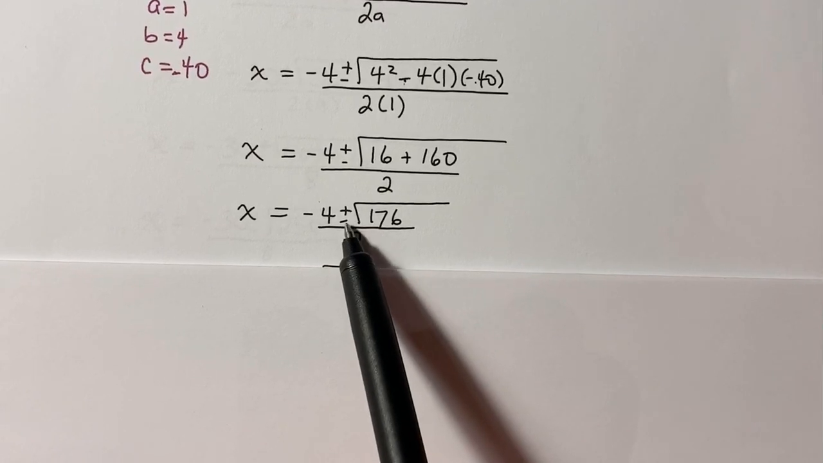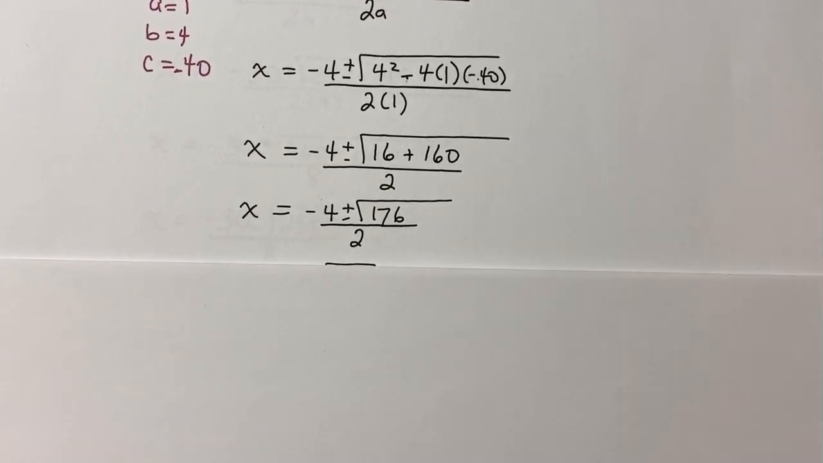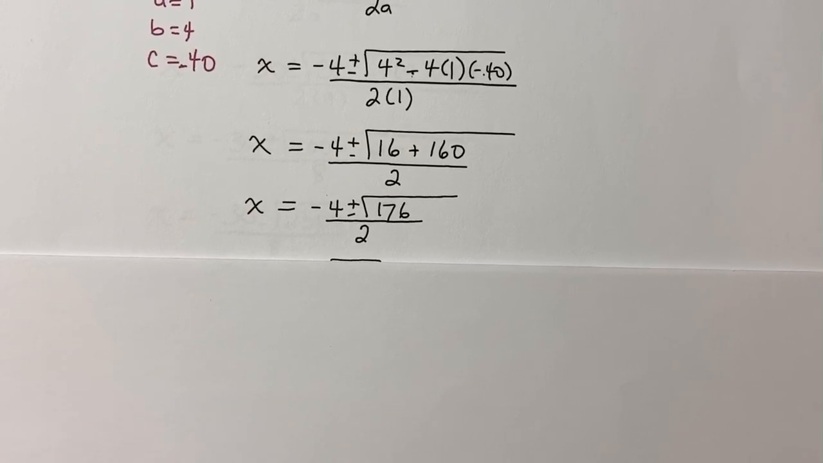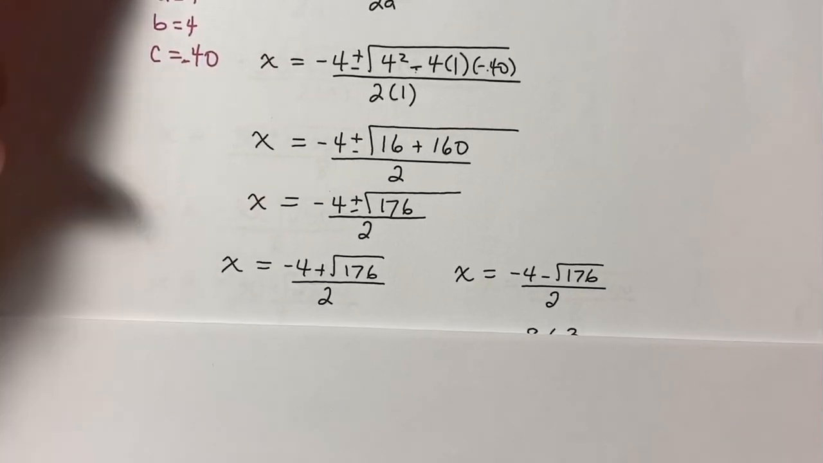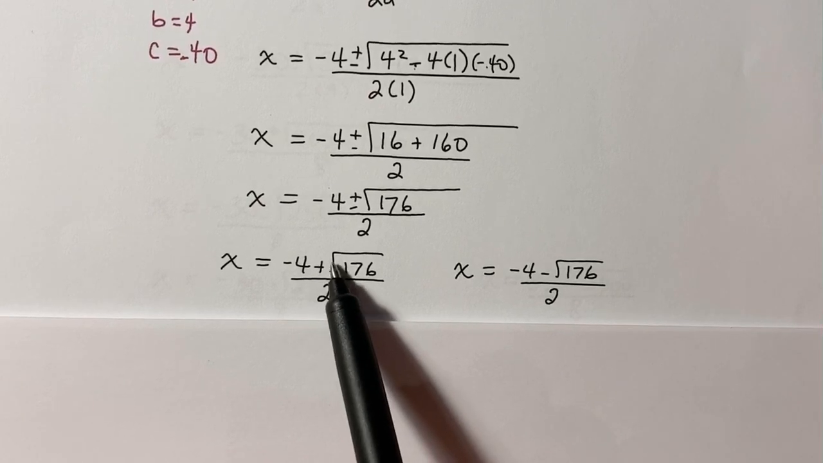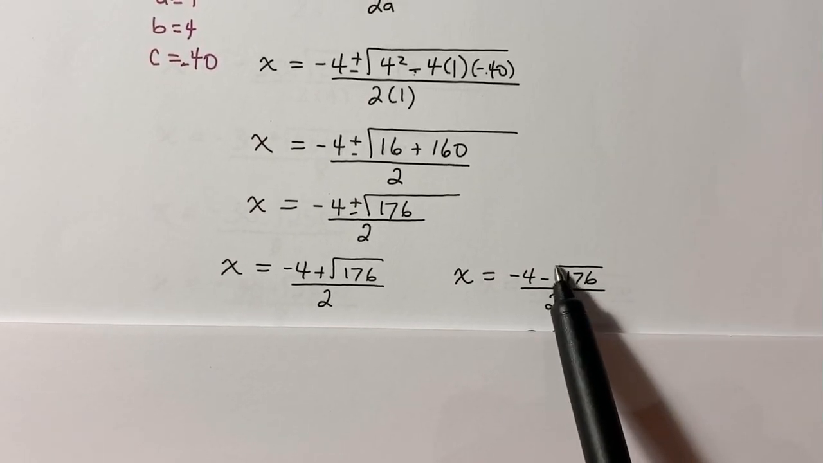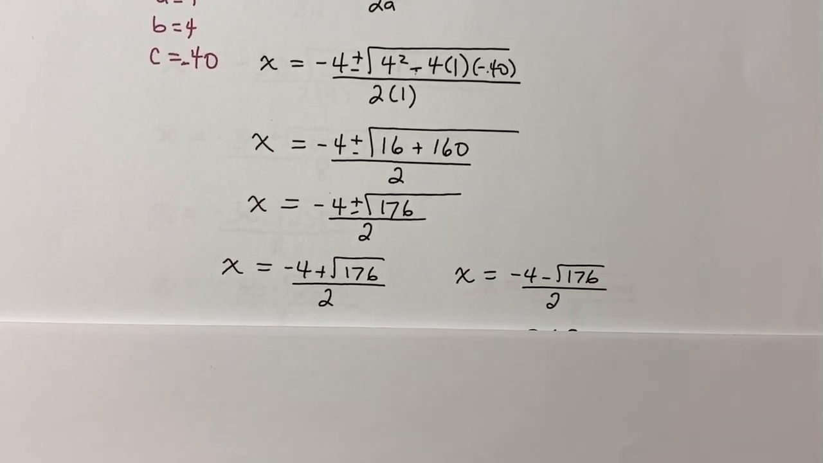Now remember this plus minus. Remember, every time you square root something, there are two possible answers, and this is where you separate it. One where you have negative 4 plus the square root of 176 divided by 2, and the other one negative 4 subtract the square root of 176 divided by 2.